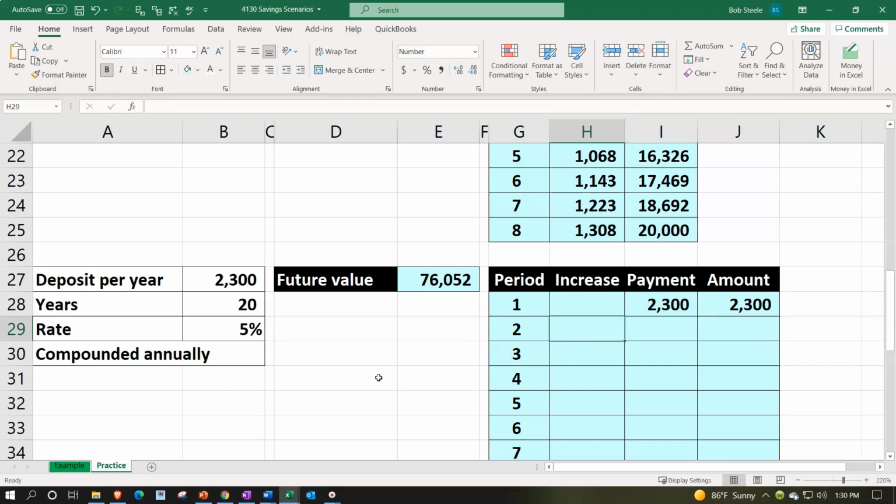So now we're going to have the increase in period 2, which is going to be that 2,300 times the 5%. If I was to copy that down, because this is outside the table, I'm going to press F4 on the keyboard, making an absolute $ before the B and 29. You only need a mixed reference, but absolute works.